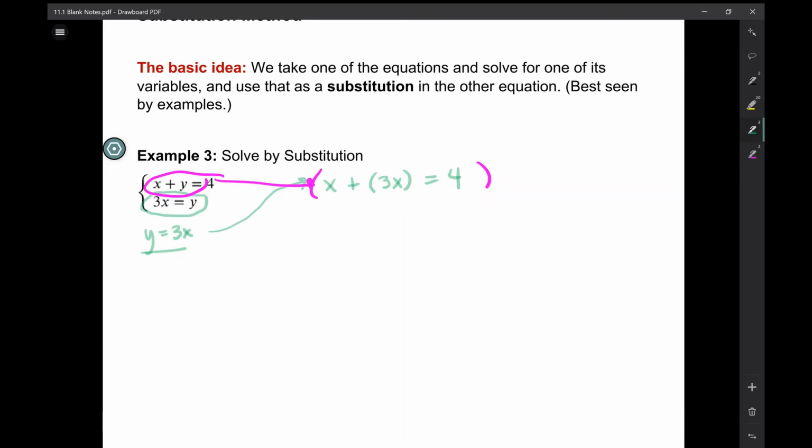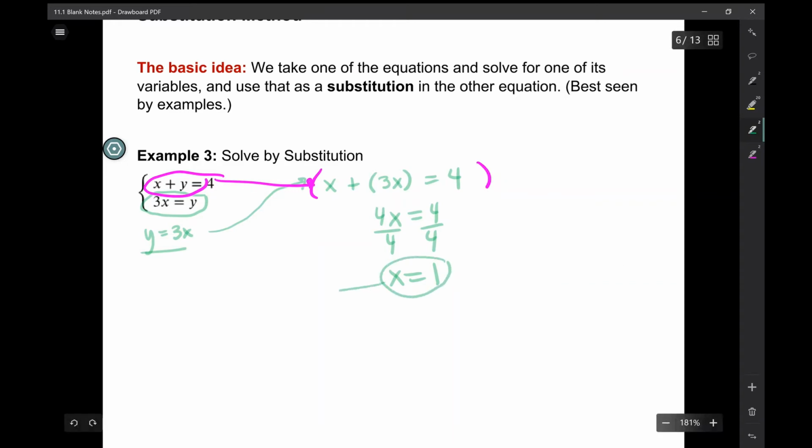X plus 3x equals 4. Well, x plus 3x are like terms, so that's equal to 4x equals 4. Divide both sides by 4, and I get x equals 1. Well, I'm not quite done because I only have the x value, right? And I need x and y values for a solution.